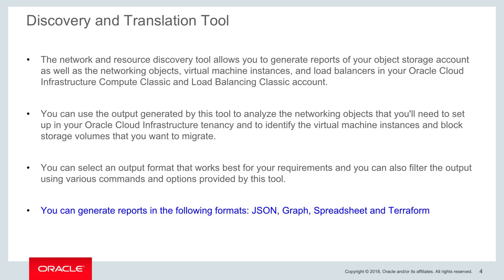You can use the output generated by this tool to analyze the networking objects that you'll need to set up in your Oracle Cloud Infrastructure tenancy and to identify the virtual machine instances and block storage volumes that you want to migrate. You can select an output format that works best for your requirements, and you can also filter the output using various commands and options provided by this tool. You can generate reports in the following formats: JSON, graph, spreadsheet, and Terraform.